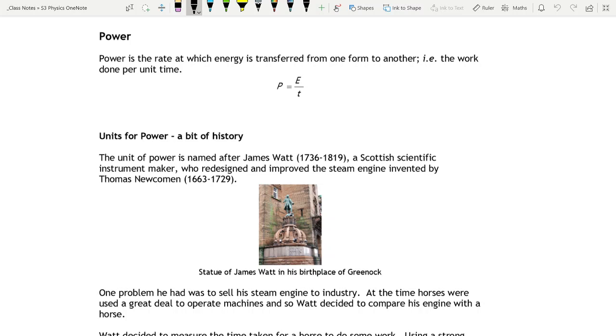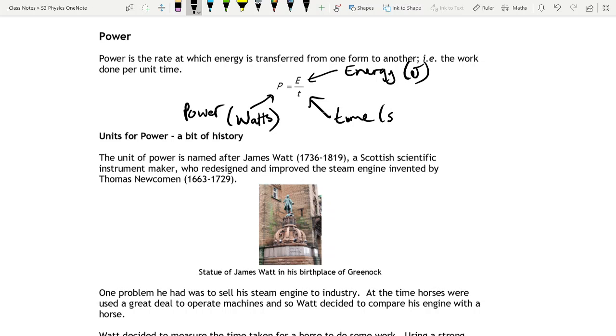And you can work out power using this equation. P for power. Power is in units called watts, or just capital W, and it is the energy, which is in joules, divided by the time in seconds.